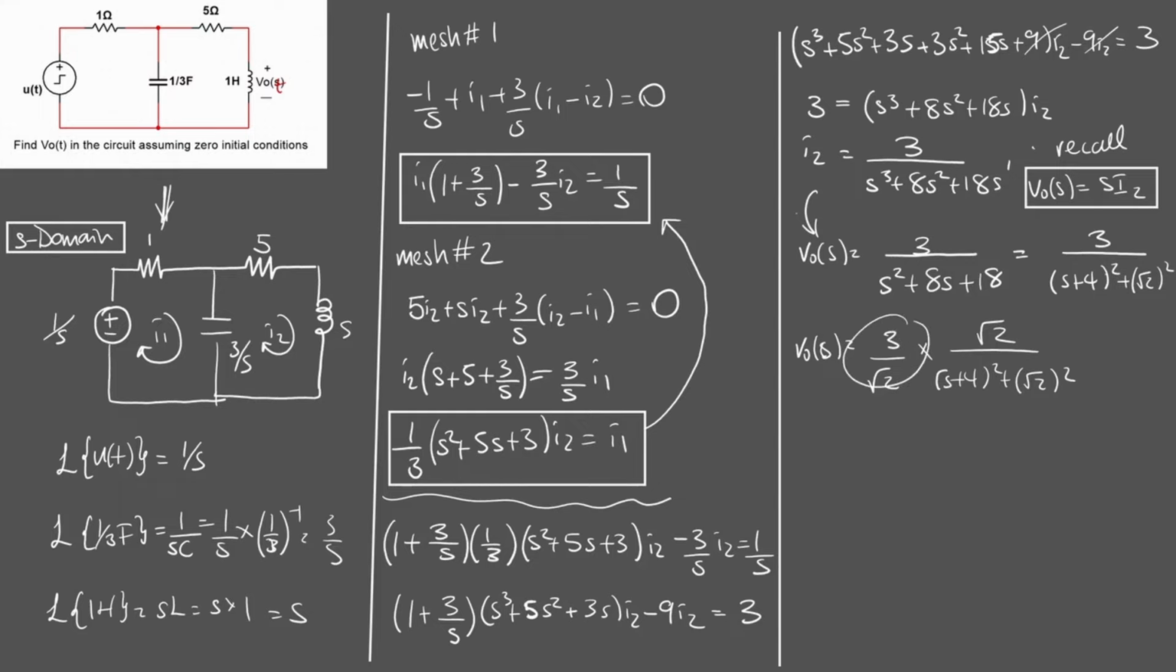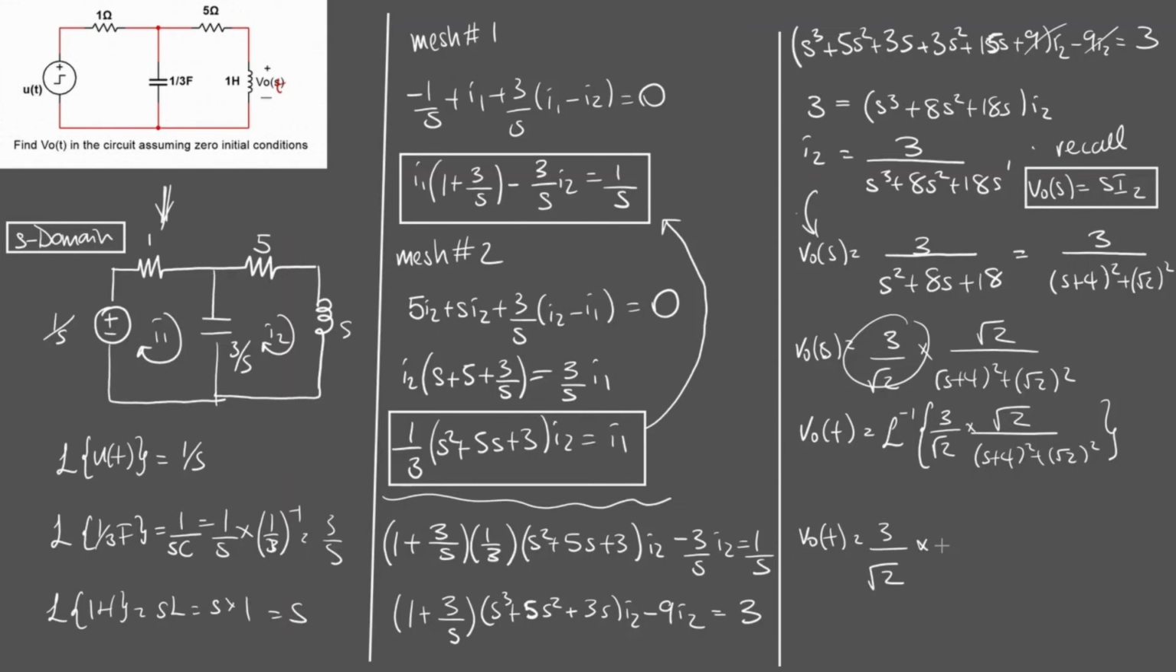So now we have a constant that can come outside our Laplace transform, right? So v naught of t is going to be the inverse Laplace of 3 over root 2. We could bring that out actually, times root 2 all over s plus 4 all squared plus root 2 all squared. We're essentially done with most of the work. You know that 3 over root 2 is going to come out. So v naught of t is going to be 3 over root 2. We're going to take the inverse Laplace of this function.